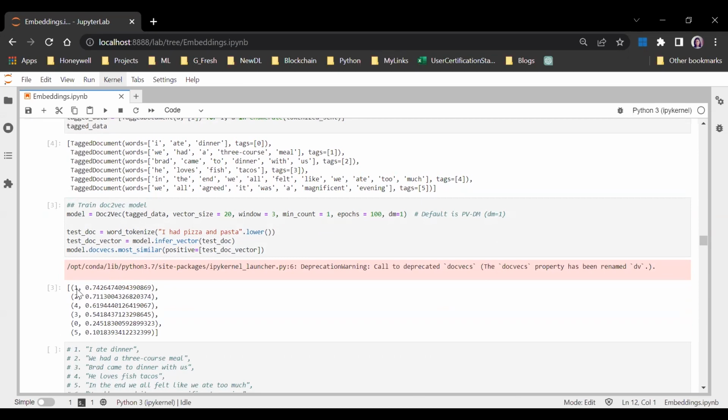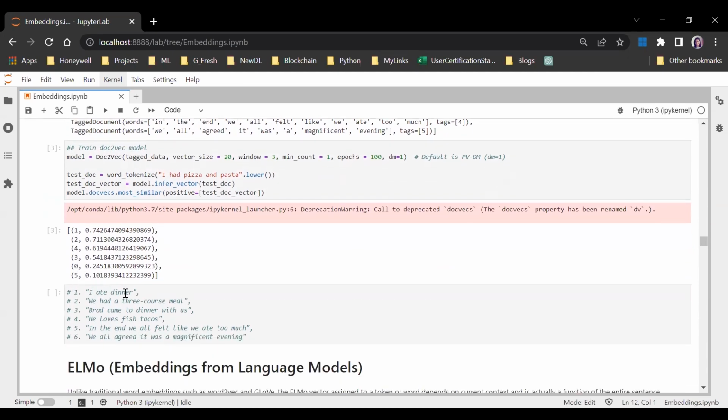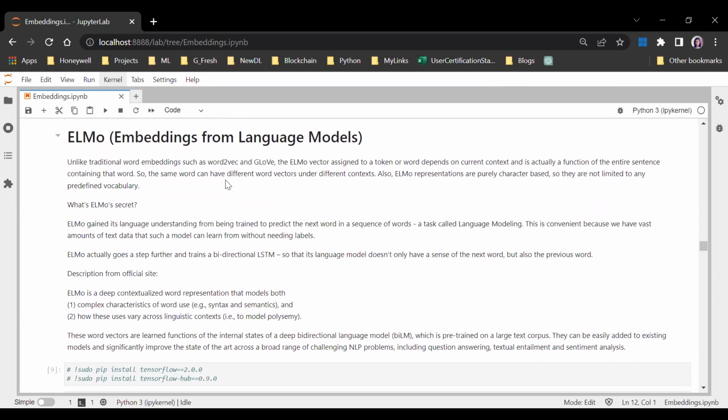Here we see that the first sentence, "I ate dinner", has around a 74% similarity score with "I had pizza and pasta", and "We had a 3-course meal" has around a 71% similarity score with this sentence. So this is how we can generate the similarity score. It internally uses cosine similarity. Or, once we have the vectors, we can even apply our own similarity function. We can use cosine similarity or Jaccard similarity, anything is fine. Now, the next approach that we are going to discuss is ELMo.